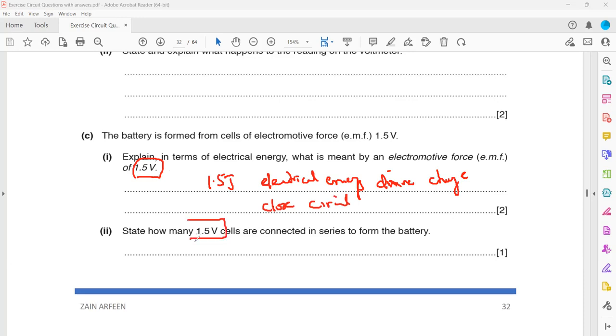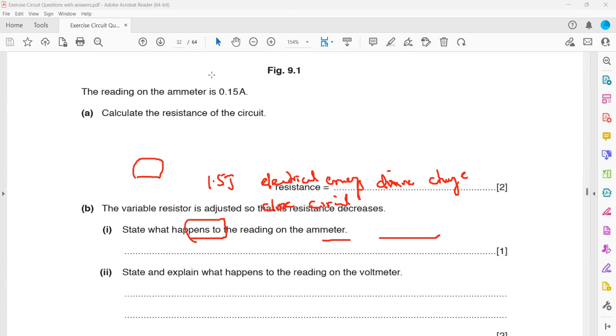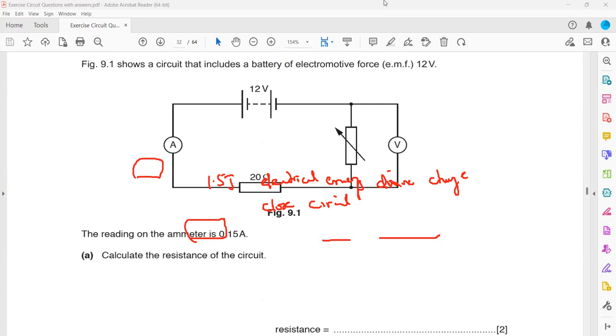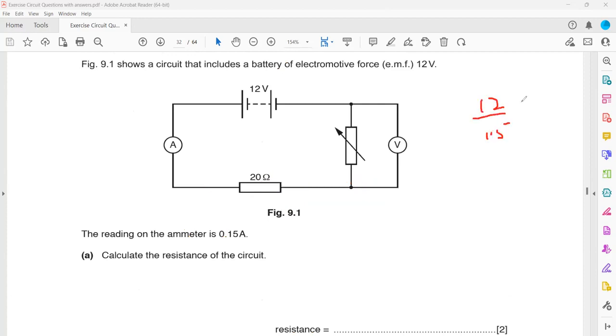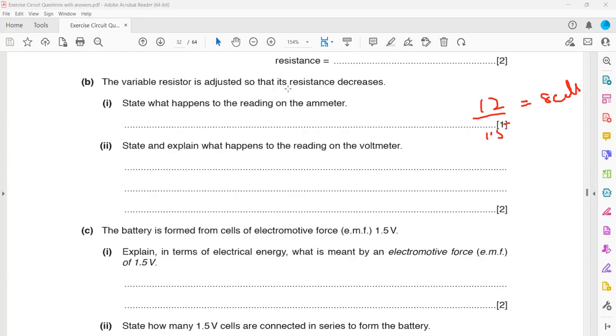How many 1.5 volt cells are connected in series to form a battery? What is the voltage of the battery? The voltage of the battery was 12. If each cell is 1.5, how many cells are connected? It will be 12 divided by 1.5, which equals 8 cells. So 8 cells were connected in series to make the voltage 12. So this is about half of the exercise on circuits.